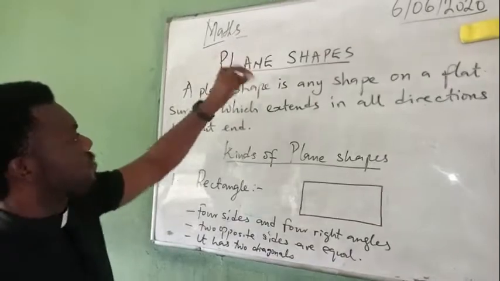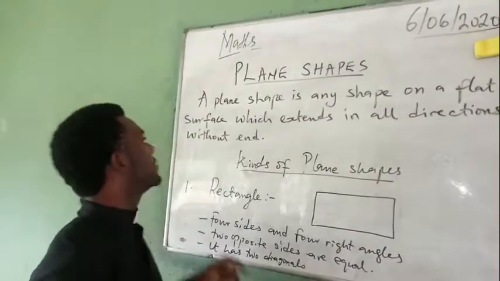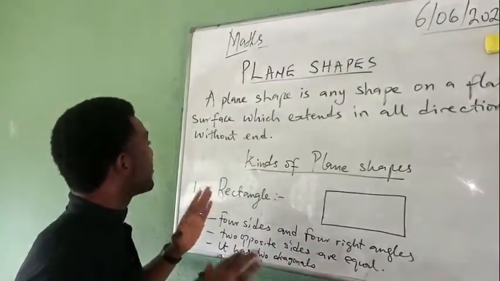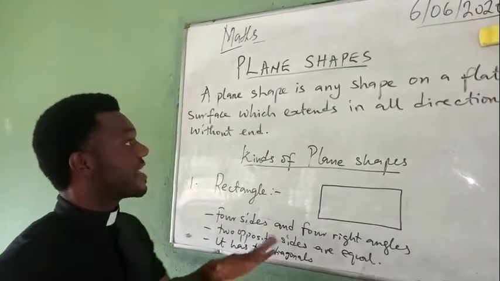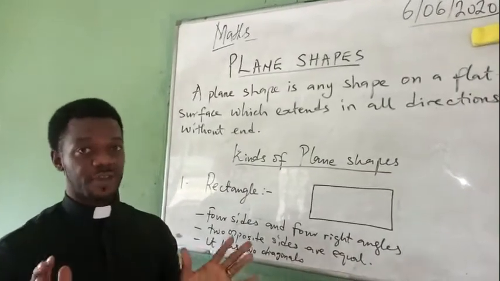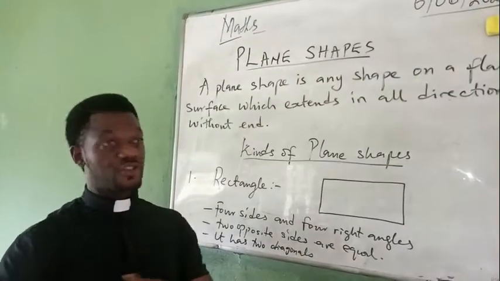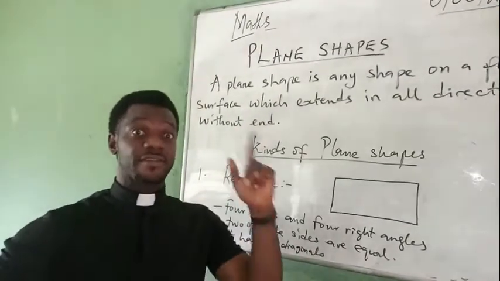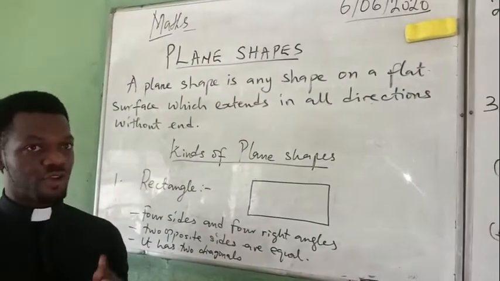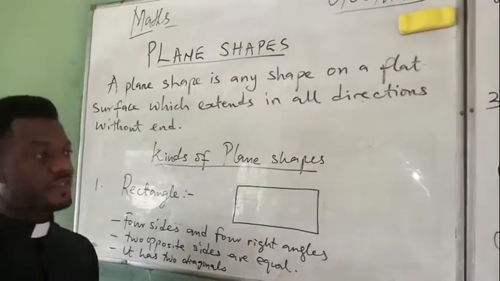Now, we first want to know just a simple definition of plane shape. A plane shape is any shape on a flat surface which extends in all directions. That's the basic definition of a plane shape. Once you know it extends in all directions, it's just plane and it has sides. That's the quality, it has sides. Any drawing with sides in mathematics is called a plane shape. It extends in all directions.